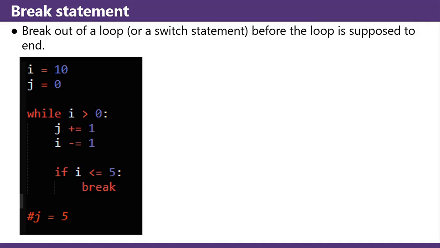Break statement. Break out of a loop or a switch statement before the loop is supposed to end. So in this example on the left, if i is less than or equal to 5, then it breaks out of the loop early, and then j only gets to 5.